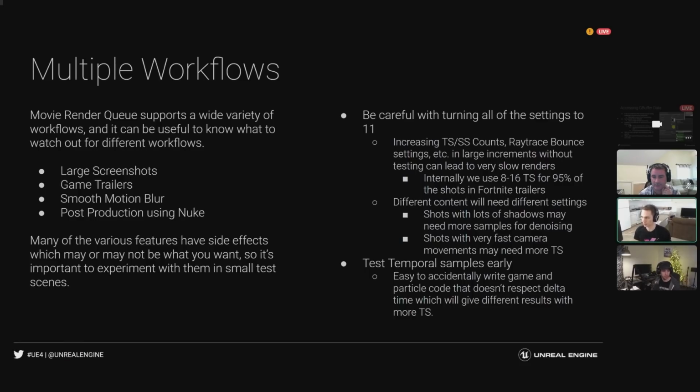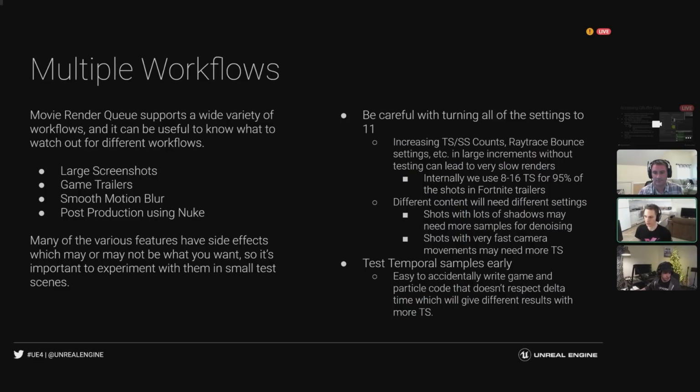General good practice: be careful with turning all the settings to 11. People sometimes run into this where they use numbers they've used in other software. They might have come from an offline world where they need 64, 128 samples to get nice clean renders. Because we are predominantly a real-time engine, and generally we look pretty good with only a single sample, you really want to be careful with turning those up. If you increase your temporal samples and spatial samples, or your ray tracing bounces, in large increments, you can end up with really slow renders.